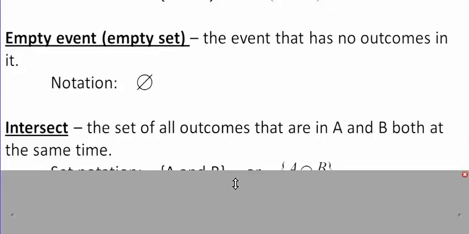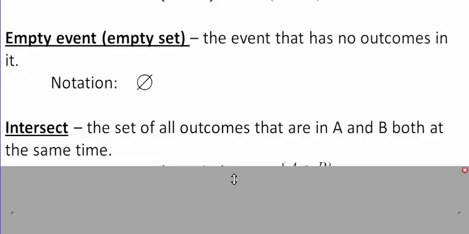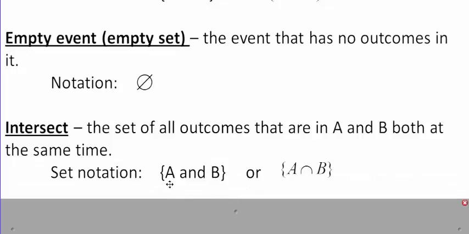Intersection. It's the set of all outcomes that are in A and B both at the same time. So you want A and B. If it's a part of A, it's also a part of B. So it has to be both at the same time.